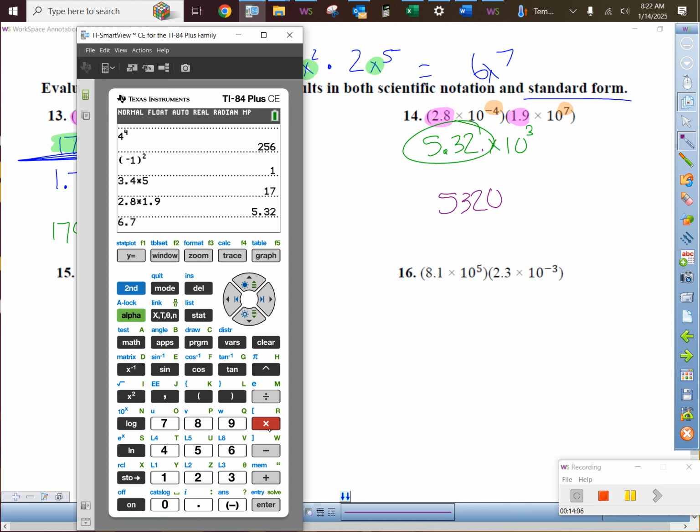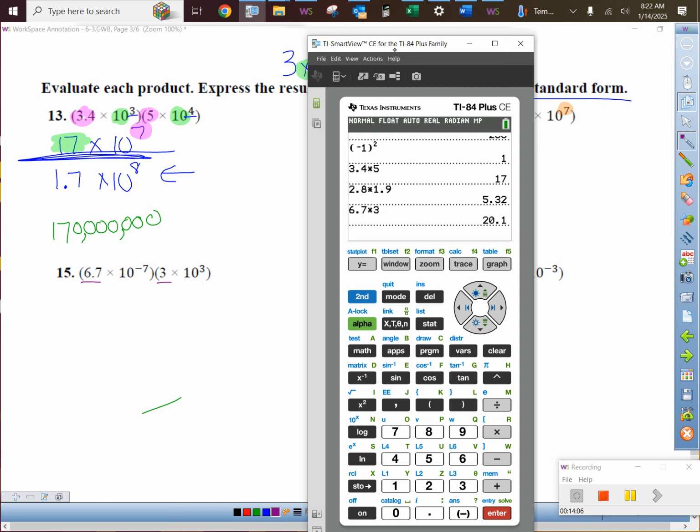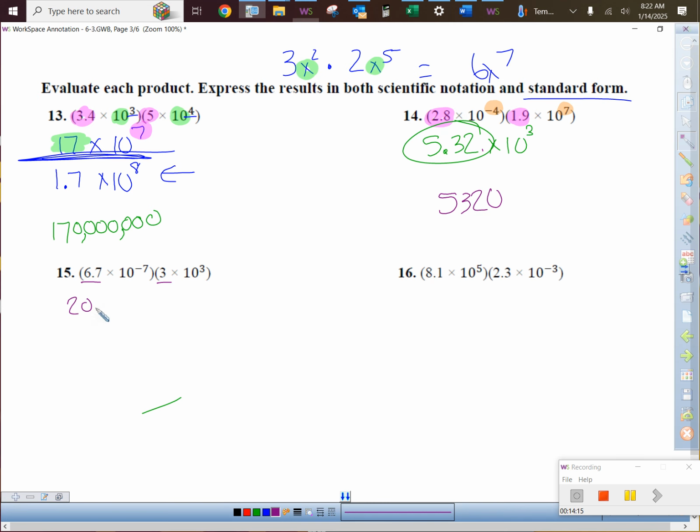6.7 times, was it 3? Is that what it was? Thank you. 20.1 times 10 to the negative 7 plus 3 is negative 4. Talk to yourself. Is that good for scientific notation? Nope. So this bad boy needs to squeeze to be between 1 and 10. So how about 2.01? Cool.